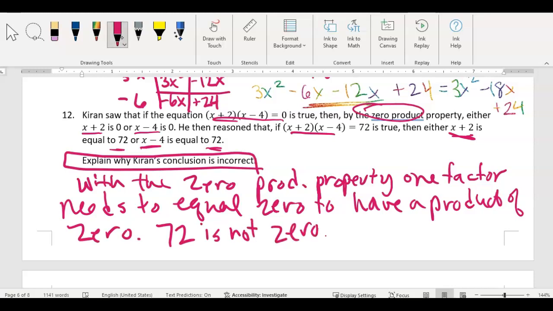So if I were to try and do this, let's say I said x - 4 = 72, that would mean x = 76, right? If I plug that into this equation, we'll get 76 on one side, and 76 plus 2, so 78 times 72. 78 times 72 does not equal 72. So this only works when we are multiplying to equal 0.